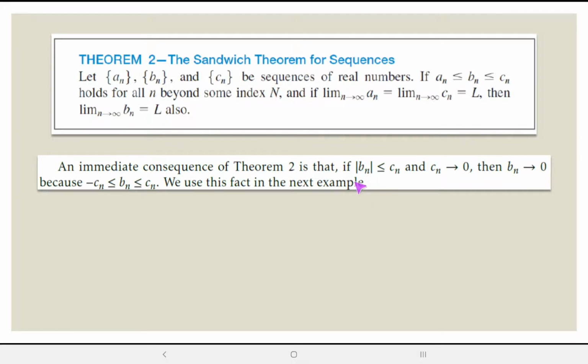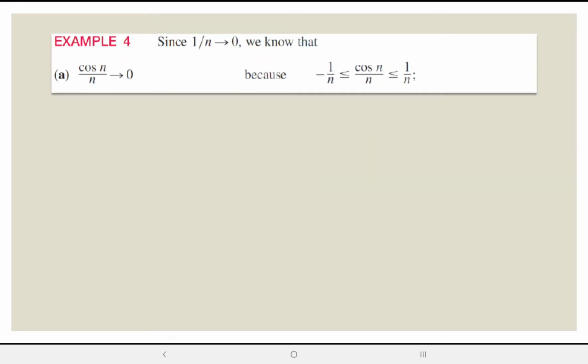Suppose the absolute value of b sub n is less than c sub n, tapos si c sub n nag-a-approach sa 0, automatic si b sub n mag-a-approach din sa 0. Paano natin nasabi yun? Kasi nga, alam natin to, mas maliit si b sub n kay c sub n. Tapos ito 0. The meaning, 0 din yung limit ni b sub n. Okay? So we have this, the sample na application ng squeeze theorem o sandwich theorem.